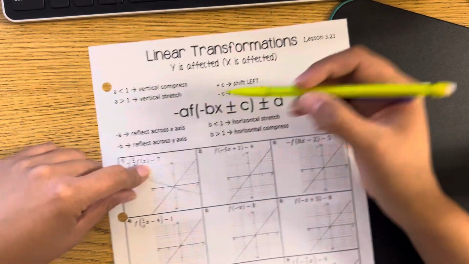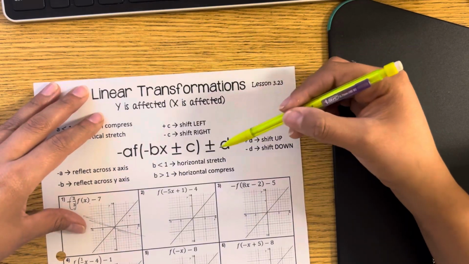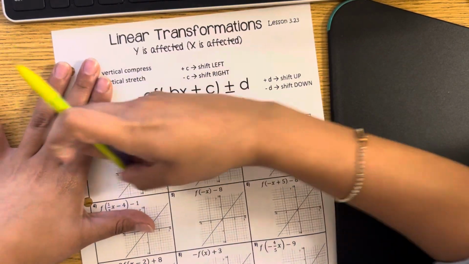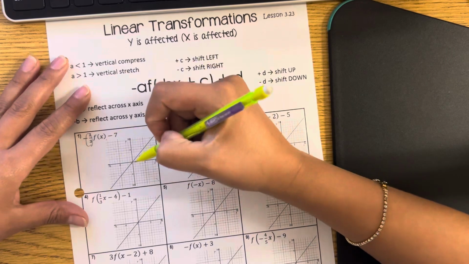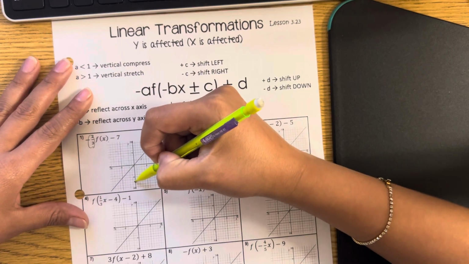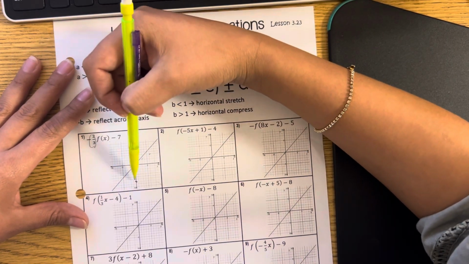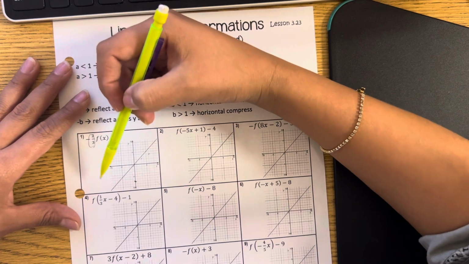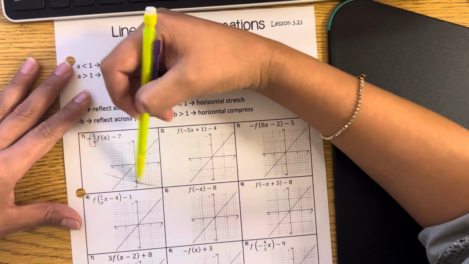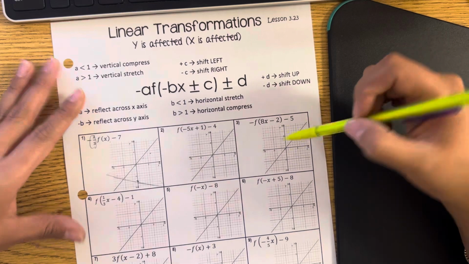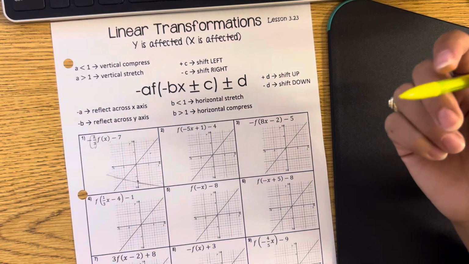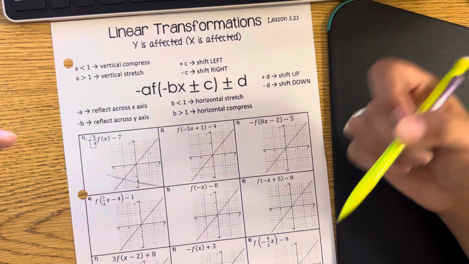And now the -7 tells me it's physically going to move down by 7. So then I put it all together. I'm going to move it down 7. I'm going to make it flatter, and then it's going to be reflected across the x, so it's going to point the other direction like that, okay? And we're just kind of guesstimating. I'm not making it very accurate. I'm just physically showing you what it's doing.